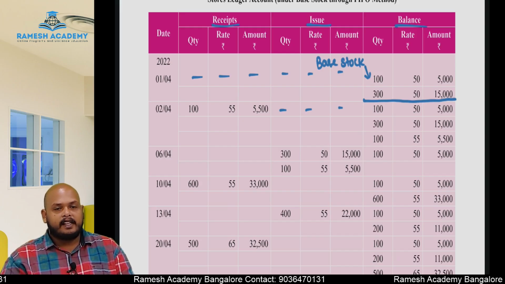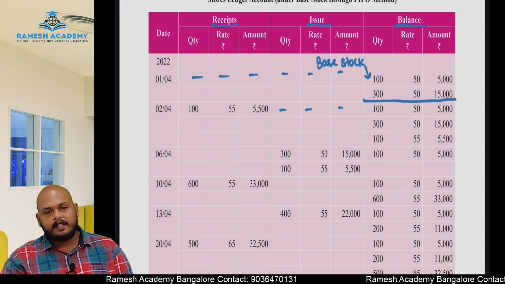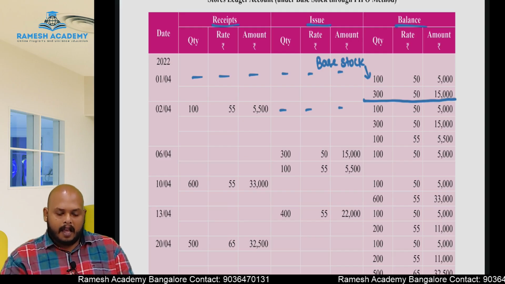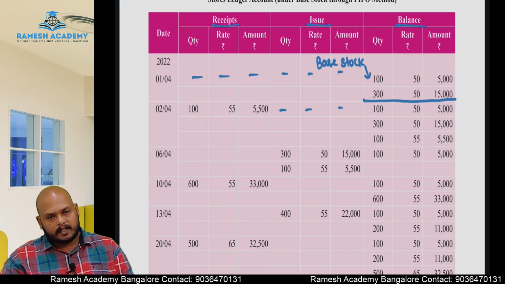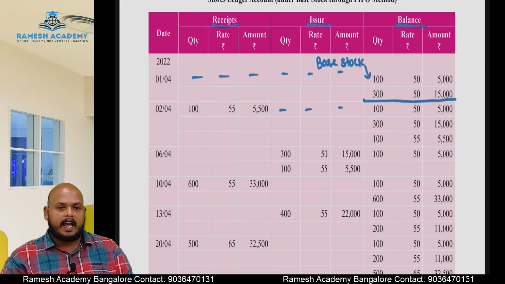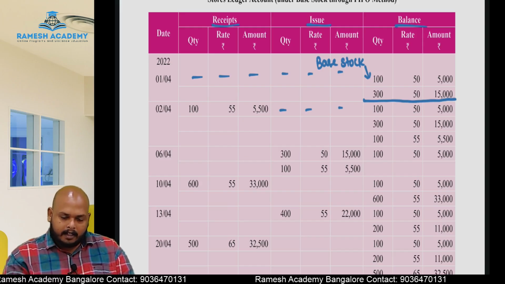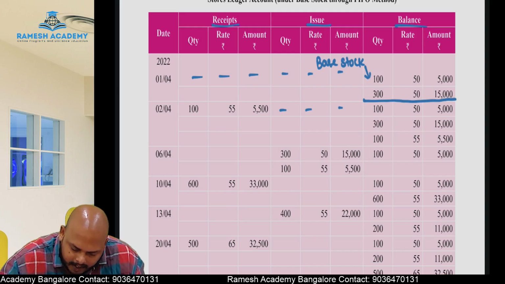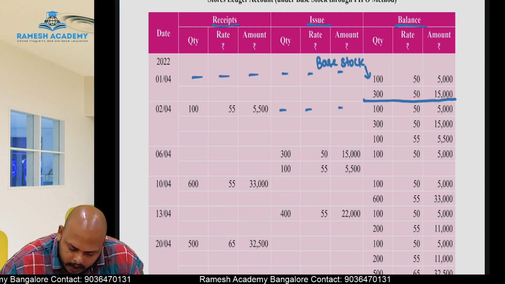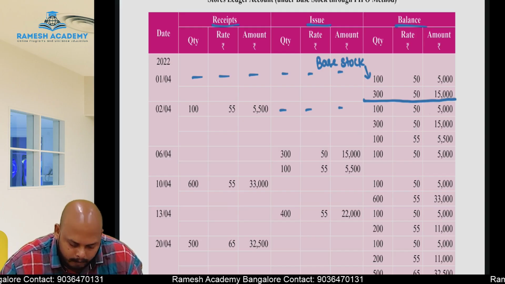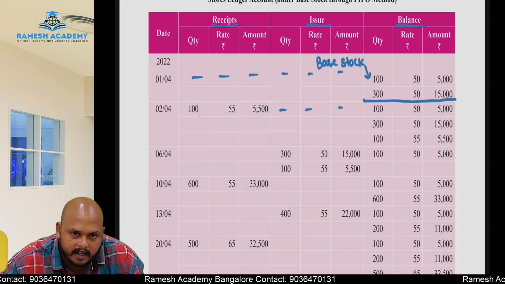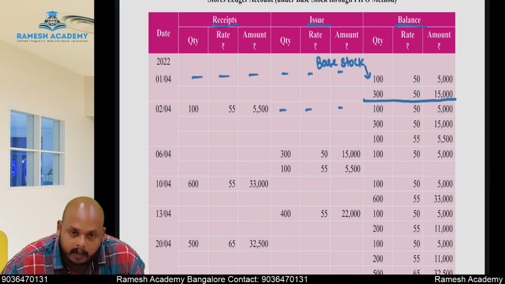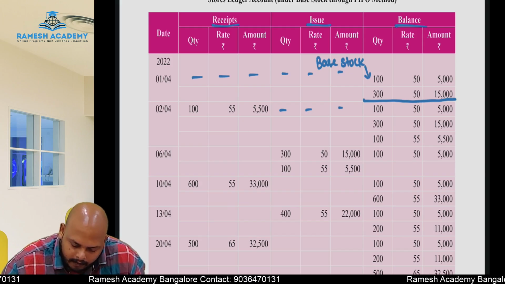Simple average means we will take the average price. Weighted average means we will take the weighted average price. And in the case of FIFO, first in, first out will be issued. Just as it is, we will write. See the balance column. First we write the balance 100, 50, 5,000. Next 300, 50, 15,000. We should not merge. Next we purchased 100, then it will come below that: 100, 55, 5,500.